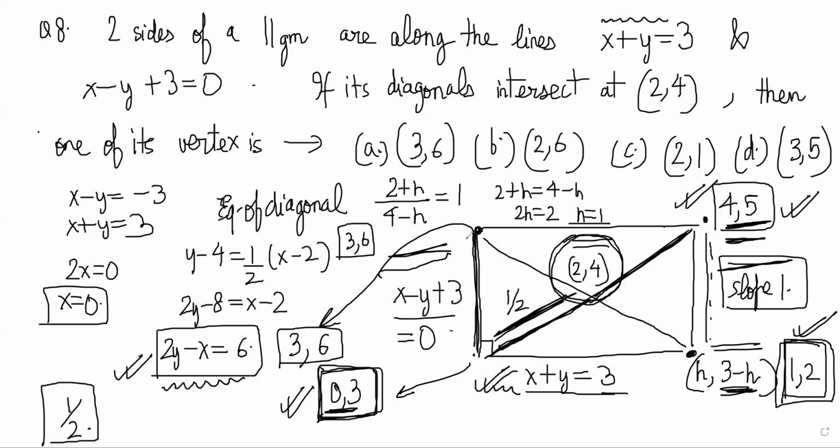It is 4, 5. And 4, 5 and h, 3 minus h, the slope between them has to be equal to 1 because the line equation of the parallel line was given. And from there we got the value of h. And once we get h, we can also find the other vertex, right? Because of the other diagonal's midpoint property. So that basically helps us find all of the vertices of this parallelogram. So we have done 8 questions today.